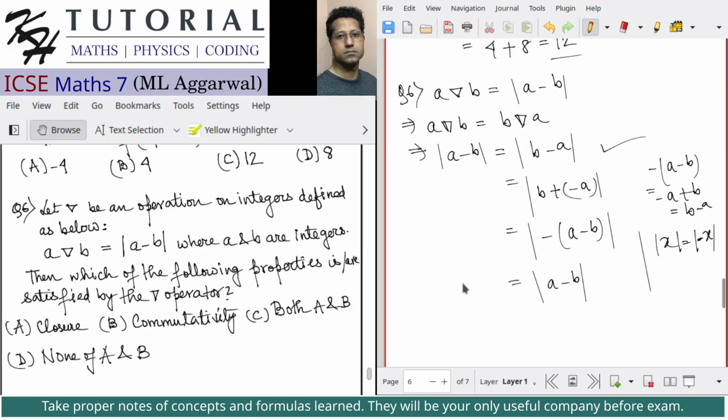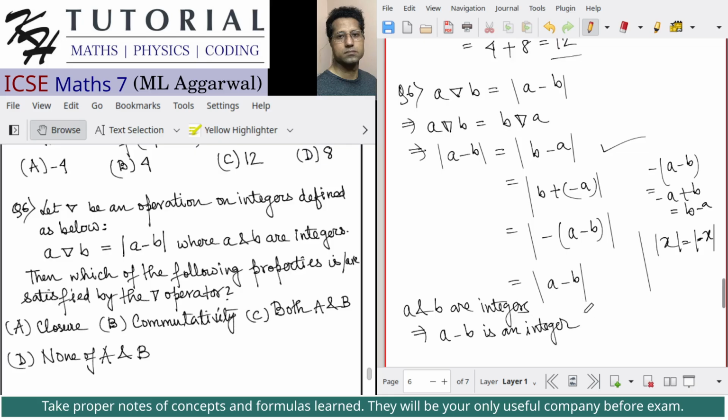Now let's see whether it satisfies the closure property or not. The new operator A triangle B is equal to absolute value of A minus B. Now we need to see whether, for any two integers A and B, absolute value of A minus B is an integer or not. Definitely it will be an integer. Why? A and B are integers, so this will imply A minus B is an integer.